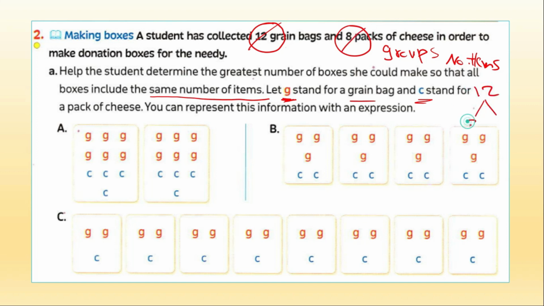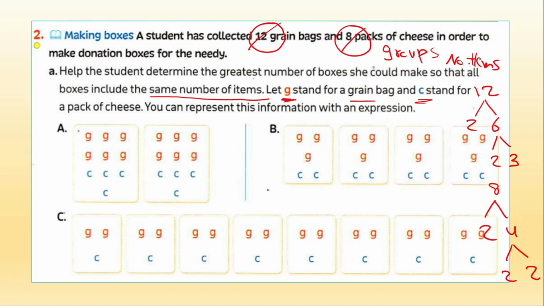12 equals 2 times 6 and 6 equals 2 times 3. Got it? 8 equals what? 2 times 4 and 4 equals 2 times 2. Okay, let's find the greatest common factor.